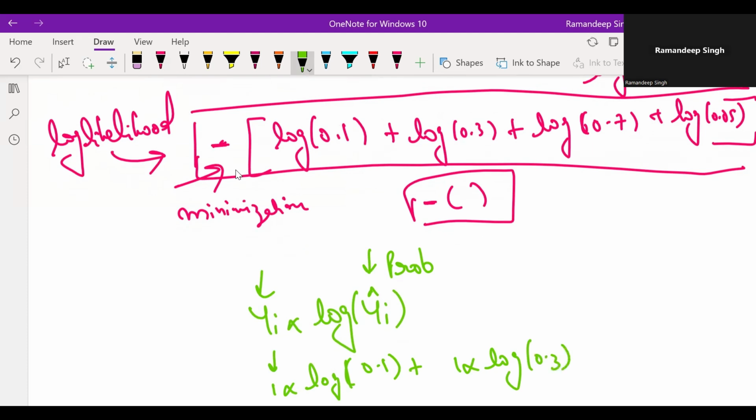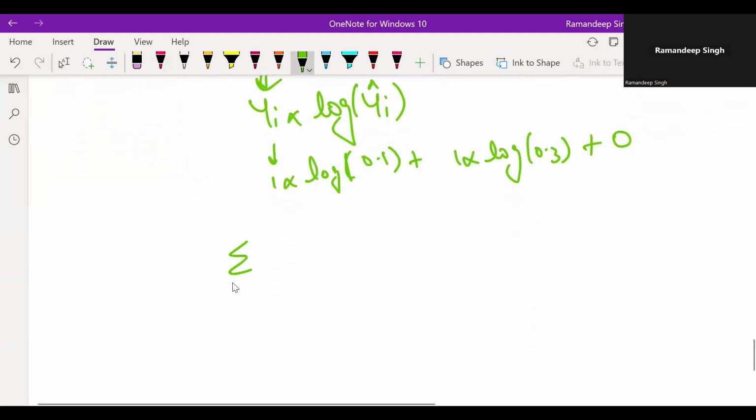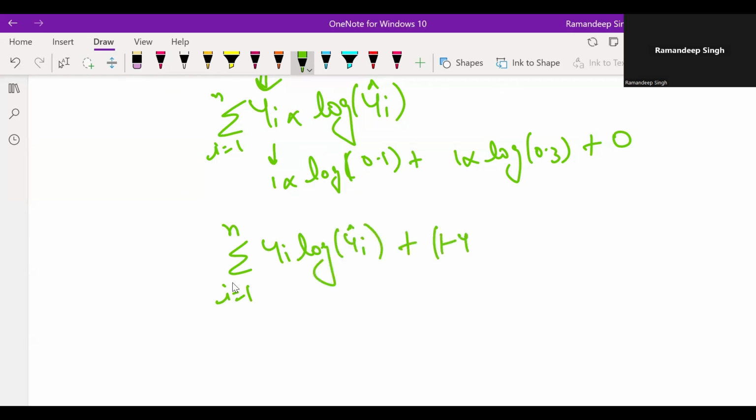But there is a catch in this formula. What if my actual point is 0? Then the whole term will become 0 and it will be plus 0, which is not something we desire, right? We want the probability of 0 as well. So what we do is we change this formula to, and the summation will lie here for i equals 1 to n, that is n data points in our data. So it is the sum for i equals 1 to n of yi log yi hat plus (1 minus yi) log (1 minus yi hat), right?